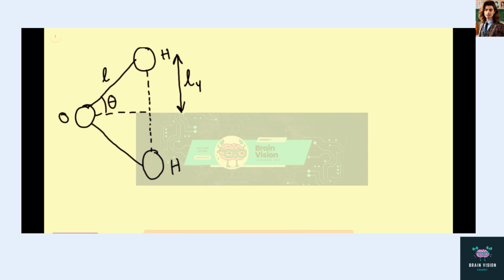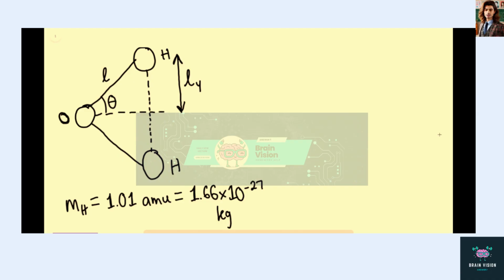And we could say that the mass of a hydrogen atom is going to be equal to 1.01 atomic mass units, or we can say 1.66 times 10 to the negative 27th kilograms. Since the axis passes through the oxygen atom, it will have no rotational inertia. Therefore, when calculating the moment of inertia, do not account for the mass of the oxygen atom, because this would be the axis of rotation.